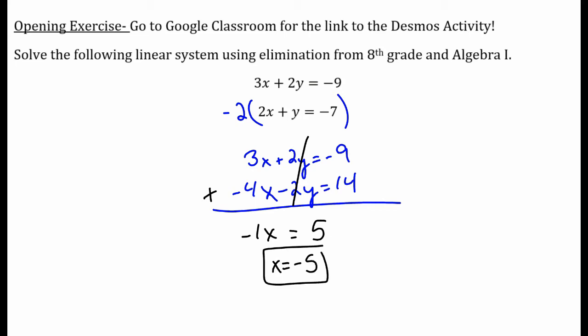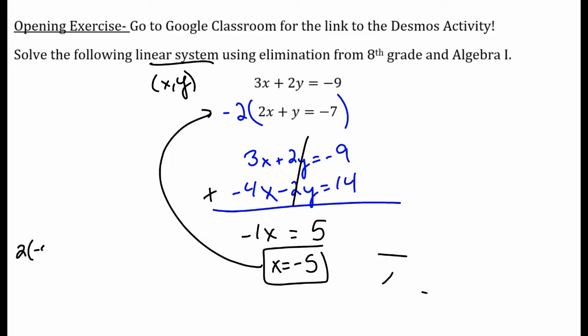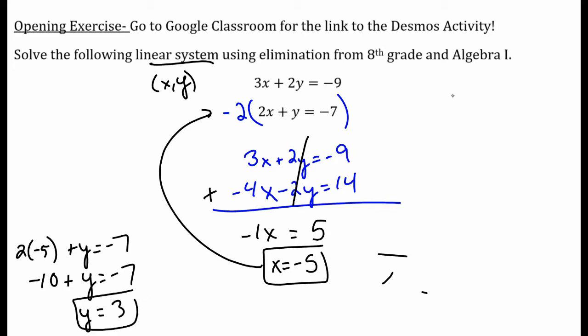However, we haven't solved a system. When we solve a system, we're looking for an ordered pair x comma y that makes both of them true. So we plug back in. We plug back in for x. Doesn't matter which one you pick, you're going to get the same answer. 2 times negative 5 plus y equals negative 7. Negative 10 plus what gives me negative 7? We'll add 10 to both sides and you get y equals 3. So the solution to the system is negative 5 comma 3.